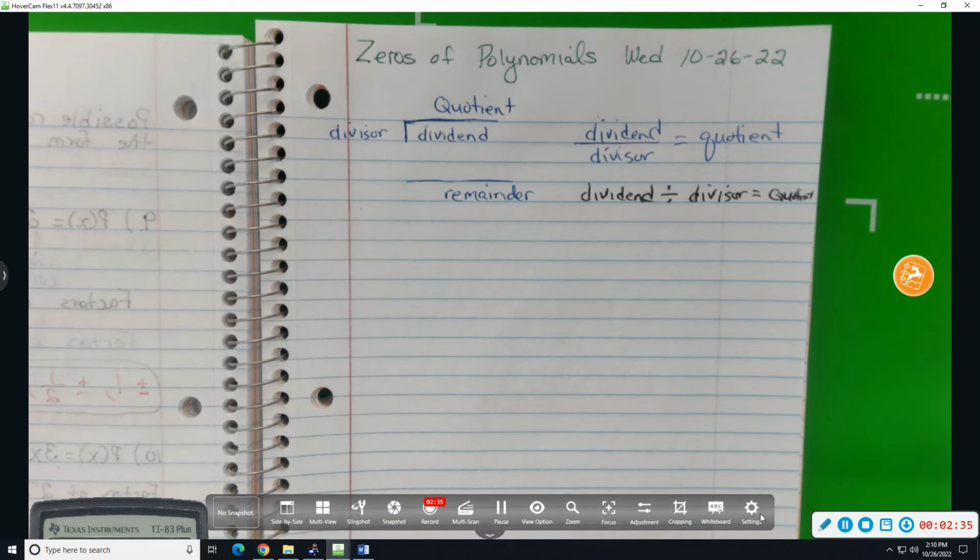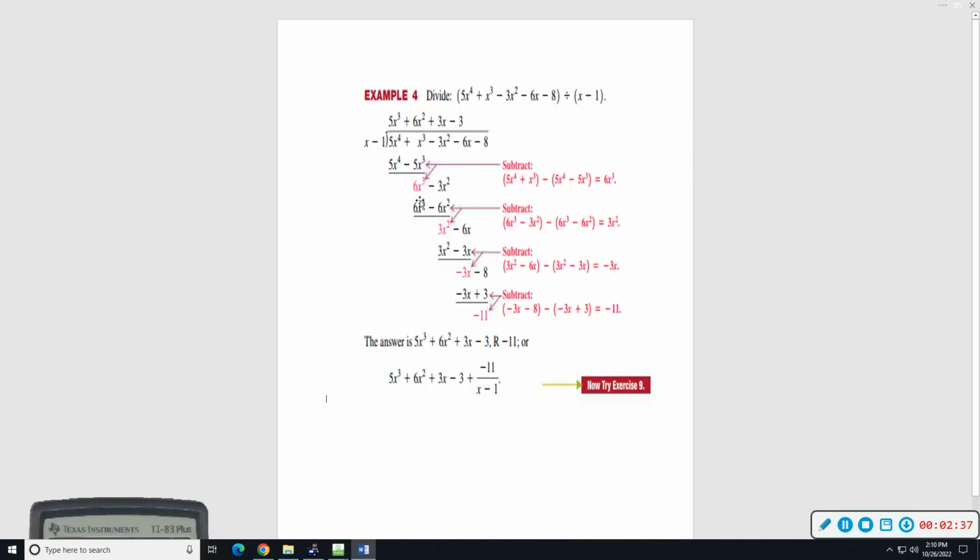Look back at the long division problem. The first stuff here, the 5x to the 4th plus x to the 3rd and all of that, is the dividend. The divisor is x minus 1. The quotient would be the stuff up on top, the 5x to the 3rd plus 6x squared plus 3x minus 1. And then the remainder is that red negative 11. Notice there are two different ways of expressing the quotient when you have a remainder. You write out the quotient and then a comma, remainder is negative 11.